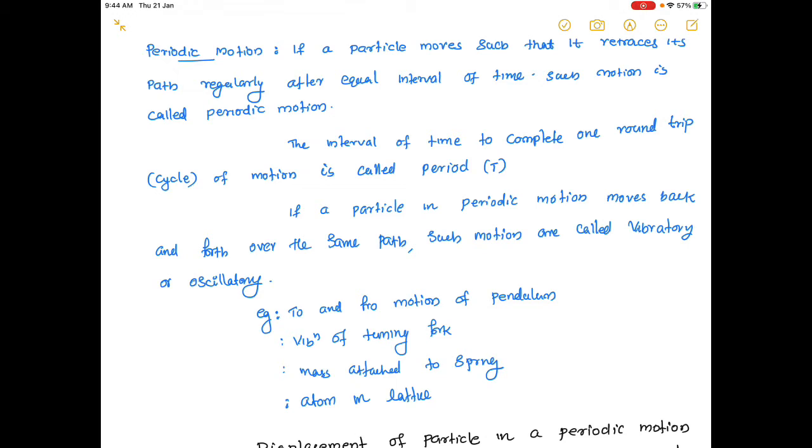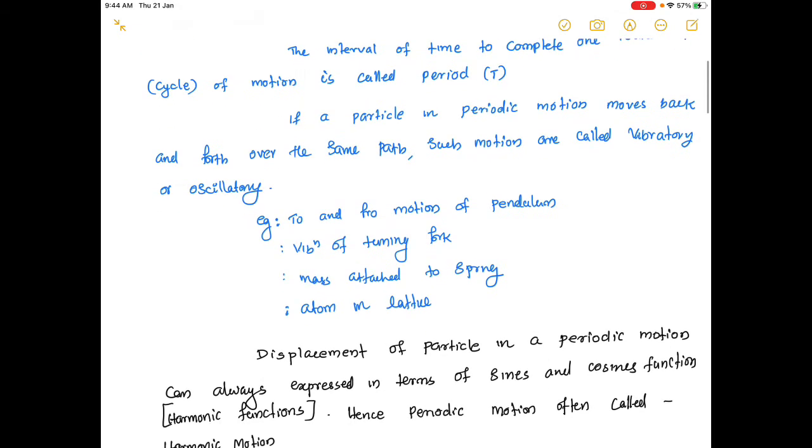So what do I mean by a vibratory motion? Any periodic motion that moves back and forth over the same path about a fixed point is called vibratory or oscillatory motion. All periodic motions may not be oscillatory, but all vibratory or oscillatory motions must be periodic motions. An example of vibratory or oscillatory motion is the to and fro motion of a pendulum.